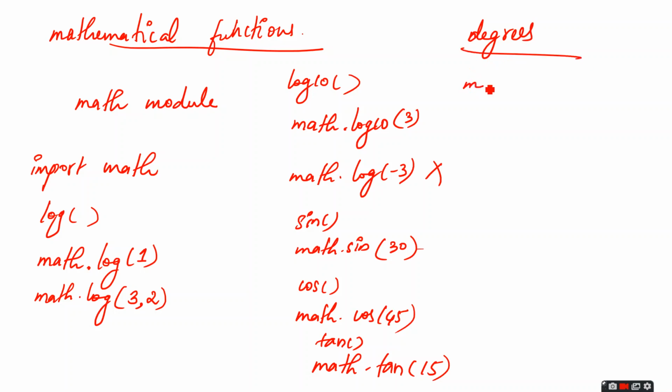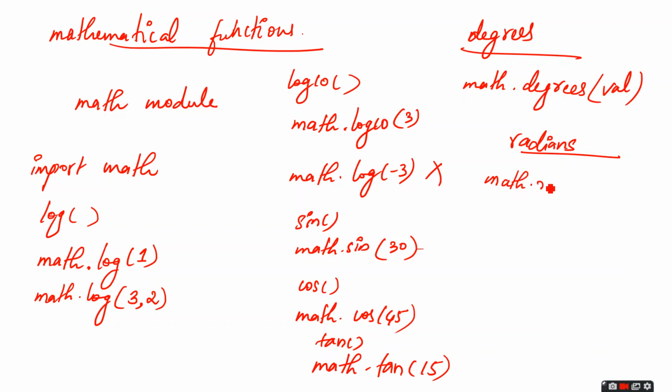That is math dot degrees. Inside the parenthesis we can give a value, then we will get that. Then radians. If you want to get the radians of a number, we can use the radians function. We can write like this: math dot radians. Inside the parenthesis we can give the value. So in this way we can use the mathematical function.